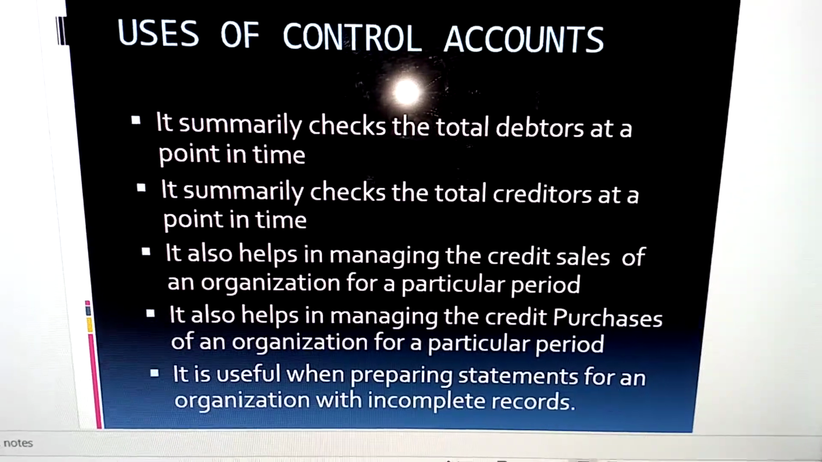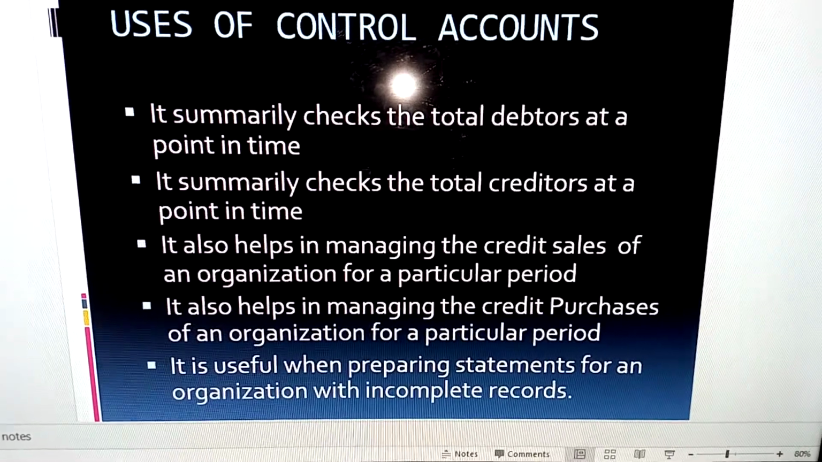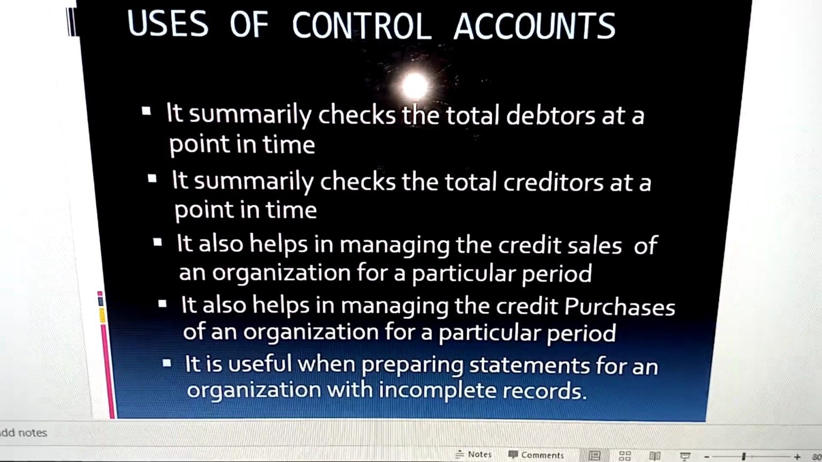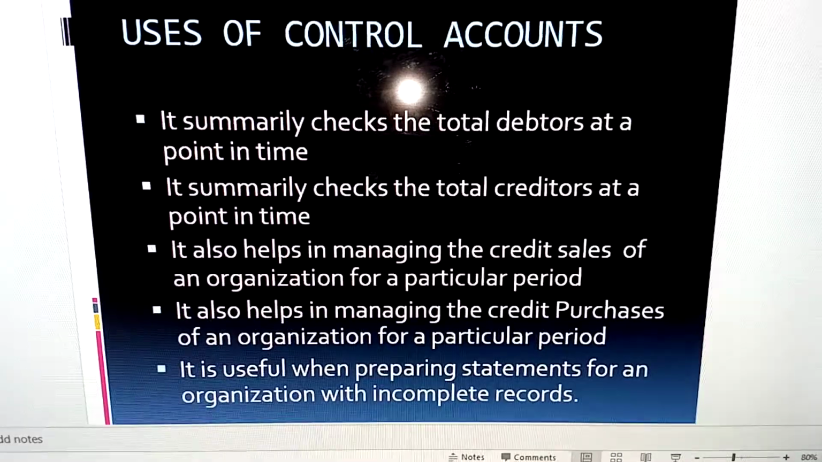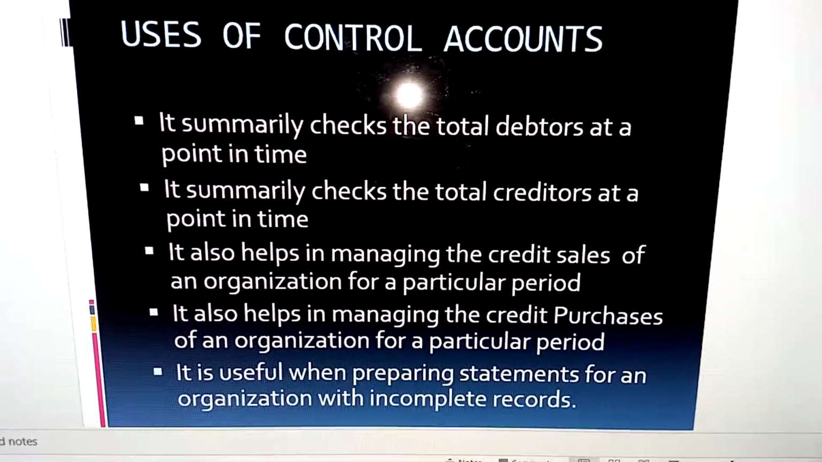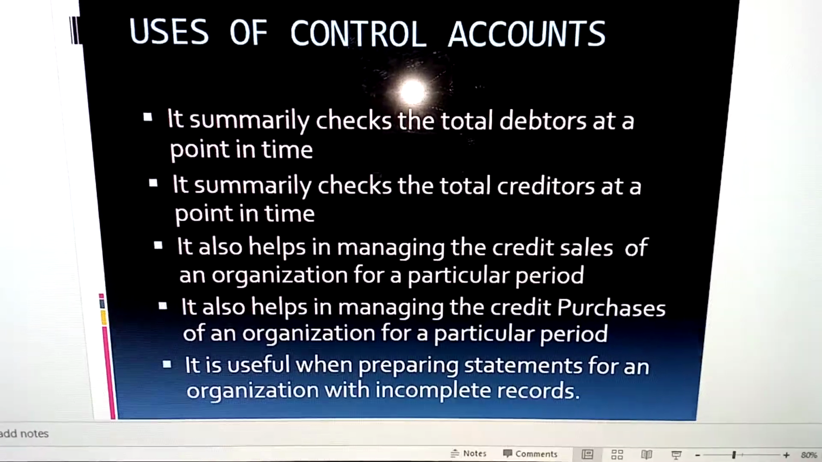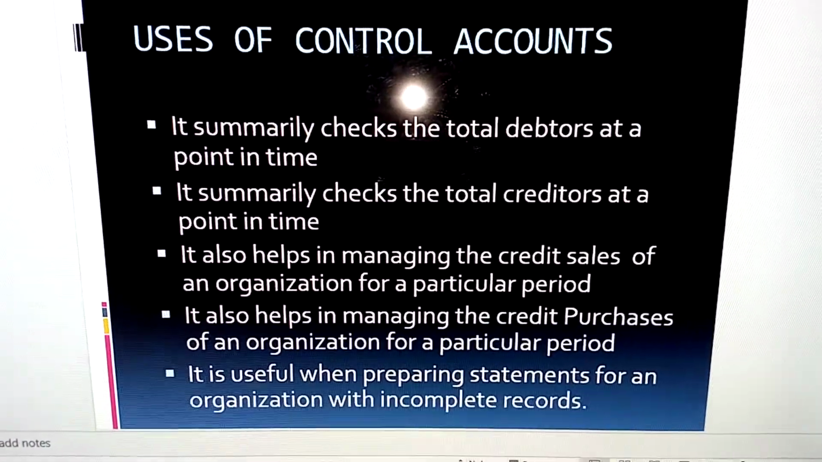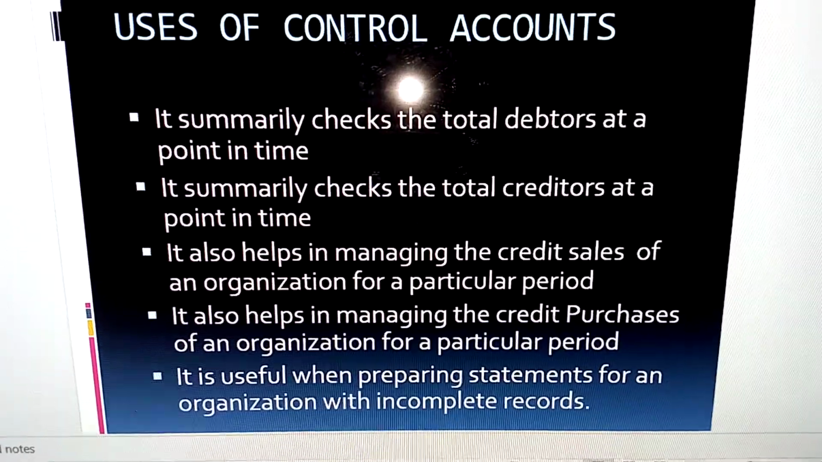The second point is to also summarily check the total creditors at any point in time. If you buy on credit, it means that you have creditors that the business is owing. So you can have as many creditors as possible. But here, the control account tries to check the totals, in combination of all the creditors, to test the accuracy or the fairness of the value representing the total creditors at every point in time.